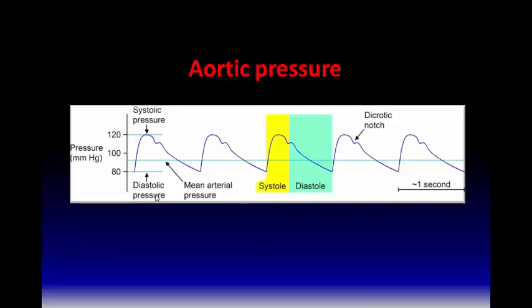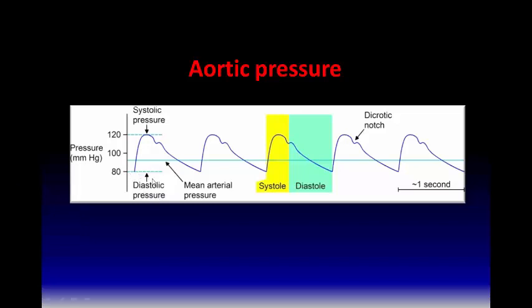So we have described left ventricular pressure changes and left ventricular volume changes during the different phases of the cardiac cycle in more details, and we have also described aortic pressure changes during the cardiac cycle. And let's now describe the aortic pressure changes in more details.